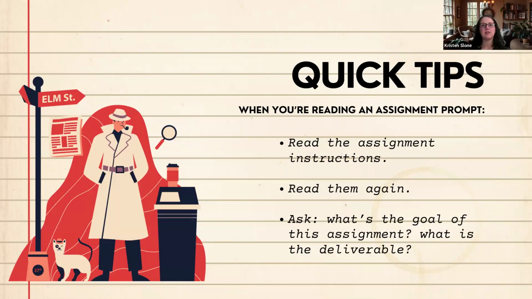Then ask yourself, what is the goal of this assignment? What is the deliverable? If the goal or the deliverable is not clear yet, feel free to reach out to your professor. What should this look like when I'm done? Am I writing an essay or a paragraph? Am I analyzing concepts that we've discussed? Am I comparing? Am I synthesizing? Feel free to reach out and ask if those aren't clear.